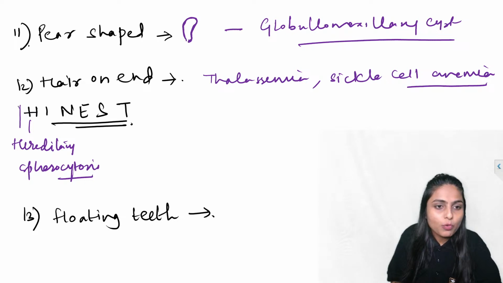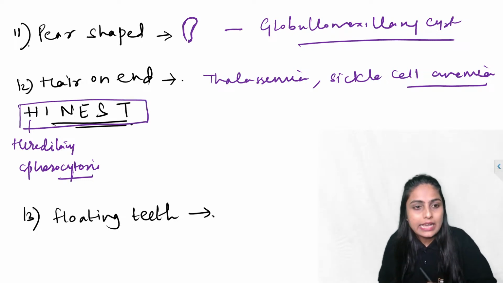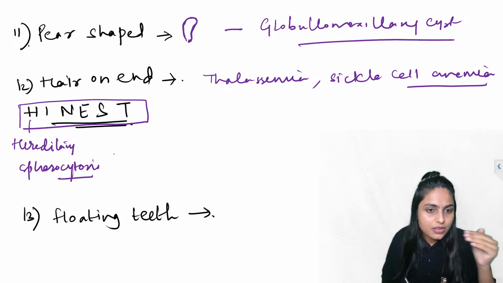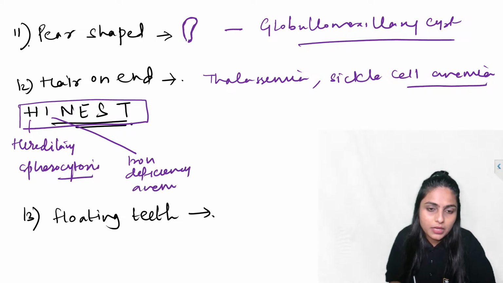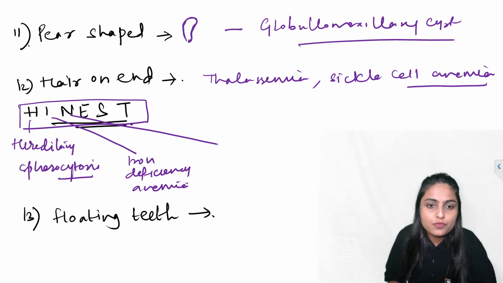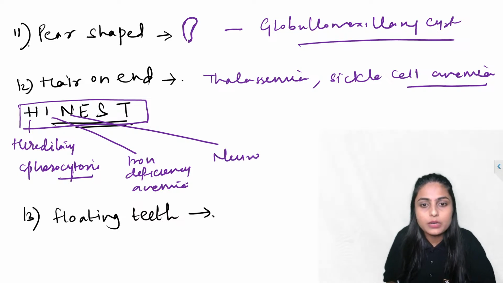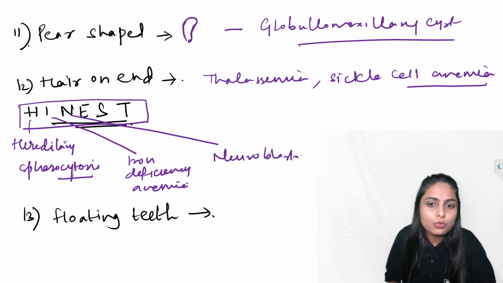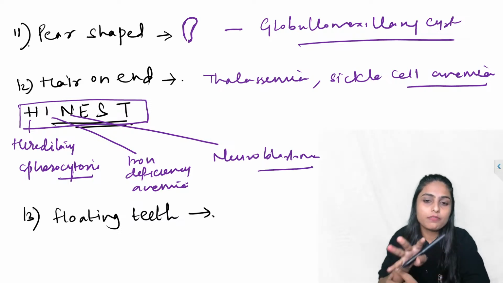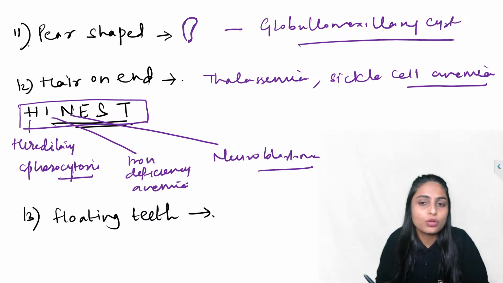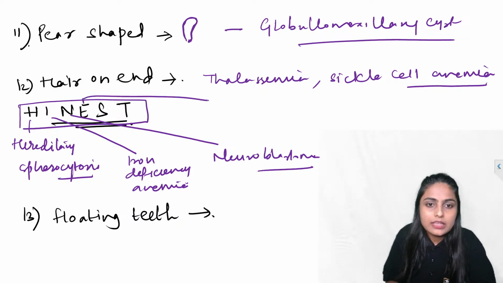You can remember this mnemonic, HINES. H, hereditary spherocytosis. I stands for iron deficiency anemia. N stands for neuroblastoma, which is a tumor of neural origin. You just need to remember the name. No need to go into much detail of how it occurs or what a neuroblast is. Just hair on end appearance is seen in this condition also. E stands for enzyme deficiency.